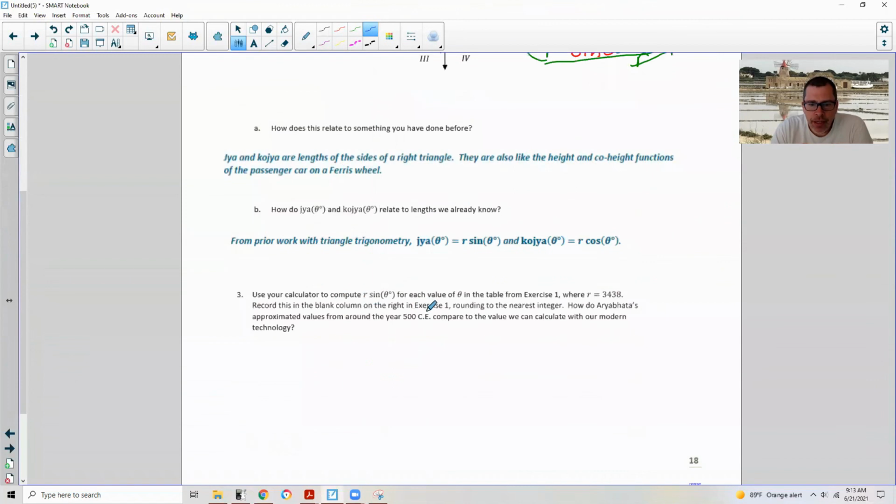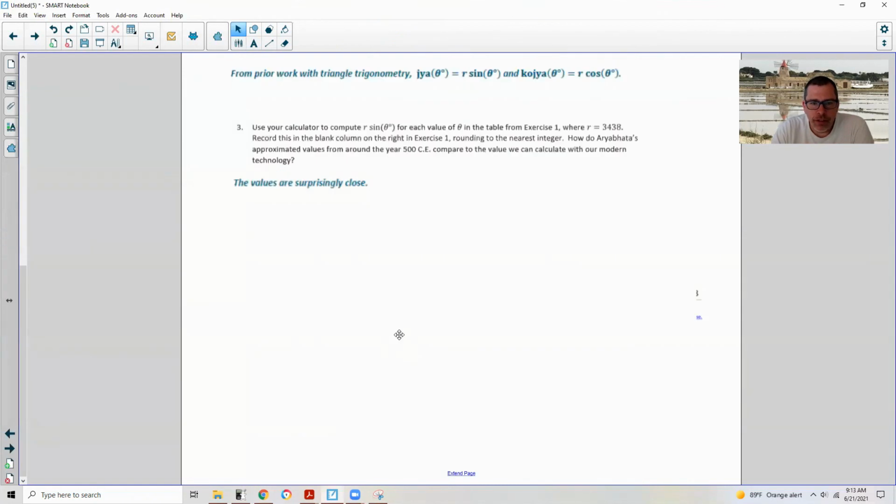And part 3 says, how do Aryabhata's approximated values from around the year 500 CE compare to the values using modern technology? And the answer to that is the values are surprisingly close.